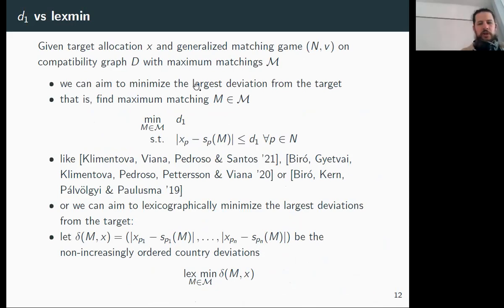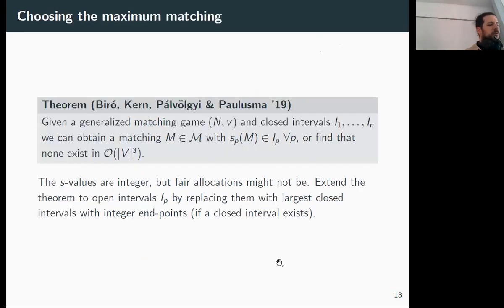So given a target allocation and a generalized matching game, if we would like to minimize the largest deviation, this is the problem that we have to solve. We're looking for a matching solving this problem, and this is being employed in the literature. However, what we suggest is, given a matching and an allocation, take the vector of non-increasingly ordered country deviations, and lexicographically minimize that over the maximum matchings in the compatibility graph. That is going to be the problem that we are interested in. How are we going to solve that problem?